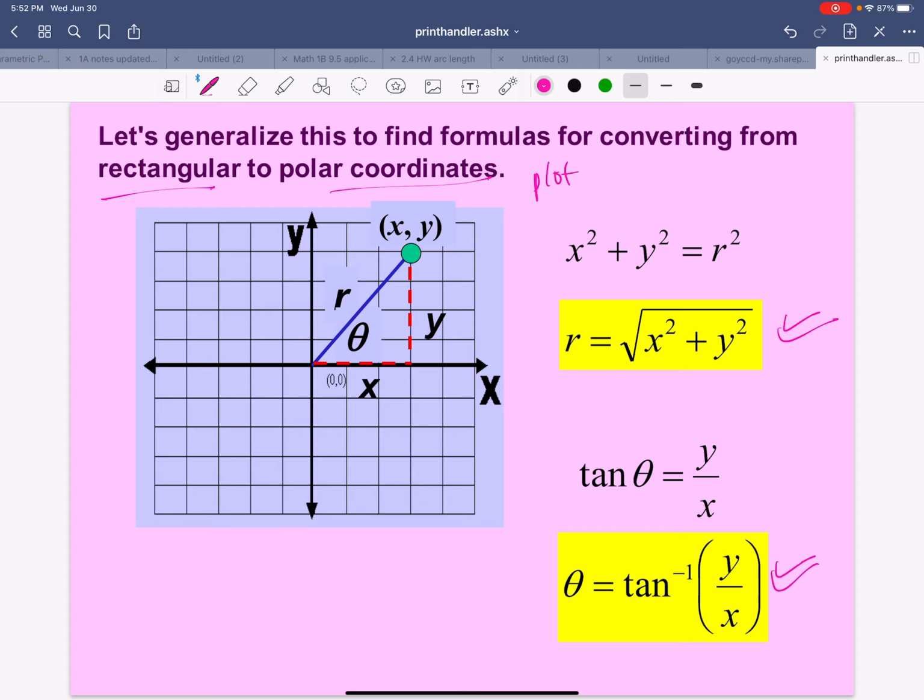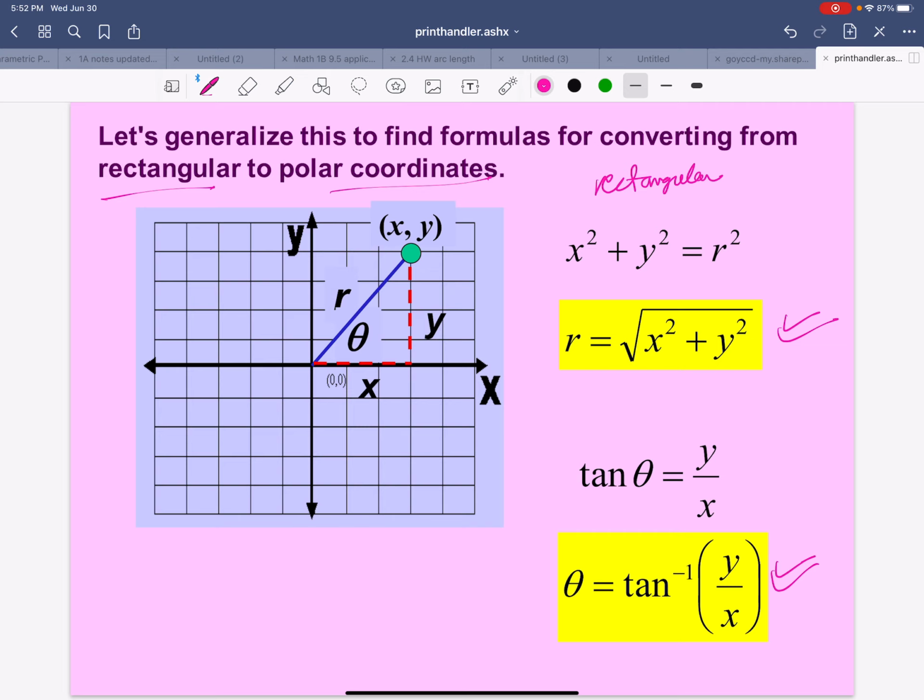It is very important to plot the rectangular point to understand which theta you will be using. Otherwise your theta can be in the first, second, third, or fourth quadrant. So you need to be careful to plot your rectangular coordinate. That will help you think about the reference angle and the theta you're looking at.